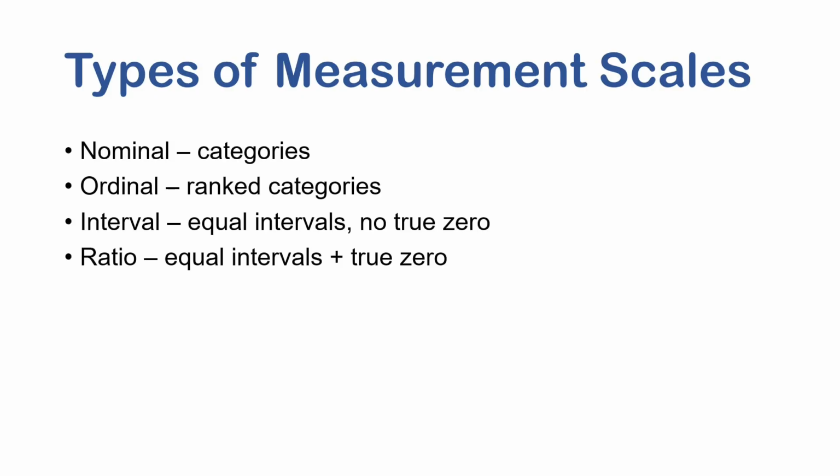Understanding measurement scales. Quantitative data can be measured using different scales. Nominal: categories without order. Ordinal: rank categories. Interval: equal intervals but no true zero, like a Likert scale. And ratio: equal intervals with a true zero, like height and age. Knowing the measurement scale is important because it determines which statistical test you can use later.